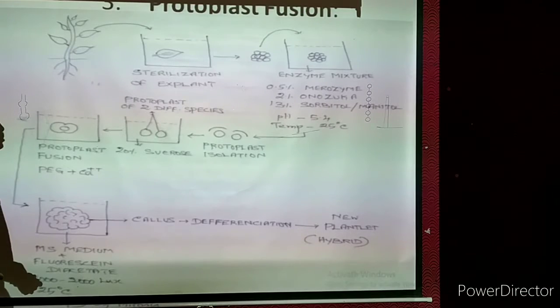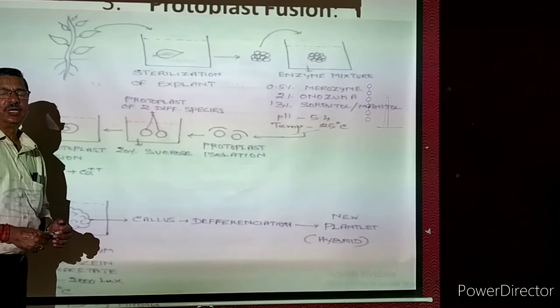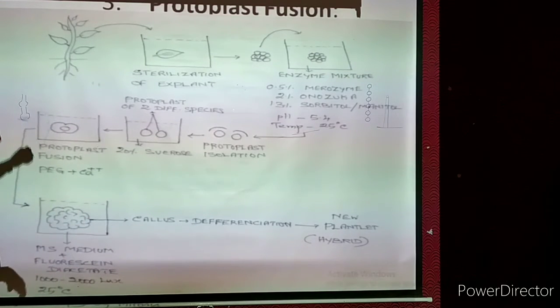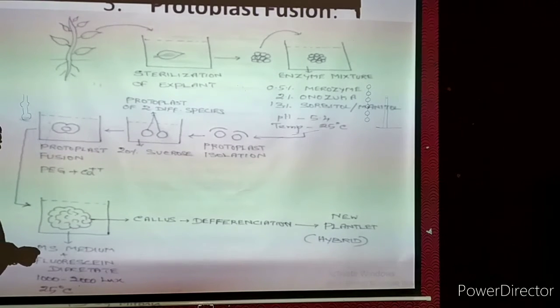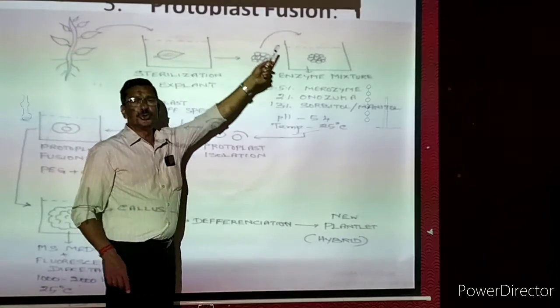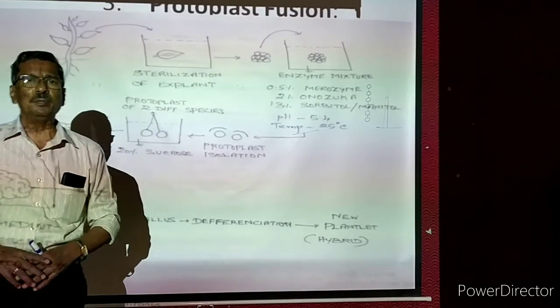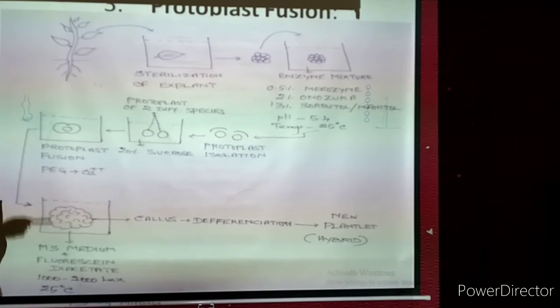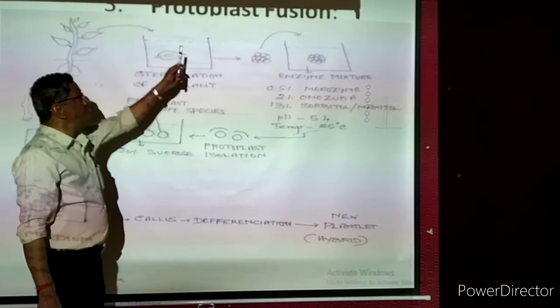Now we are coming to another technique. It is also based on the plant tissue culture technique. First we have studied organ culture, second one is meristem culture, but the third one is protoplast fusion. It is another major technique like tissue culture. Protoplast fusion technique is based on plant tissue culture. Now, how is the protoplast fusion taking place?